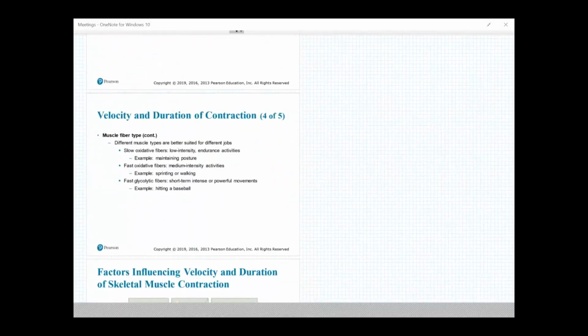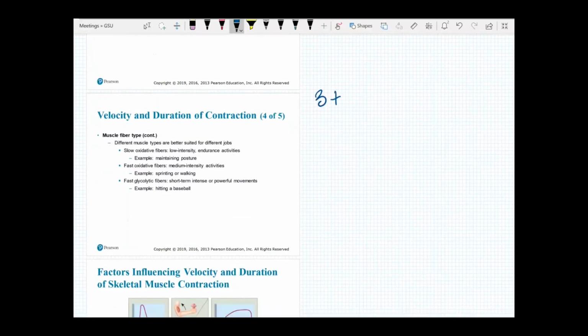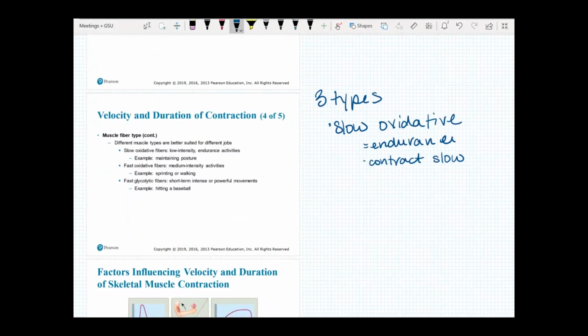We are going to have slow oxidative. And when you have slow oxidative, this is going to be for endurance type activities. So these are going to contract slow because it's in the name, slow oxidative. And it does require oxygen for this pathway to continue. So this is going to be great, this slow oxidative, for low intensity endurance.